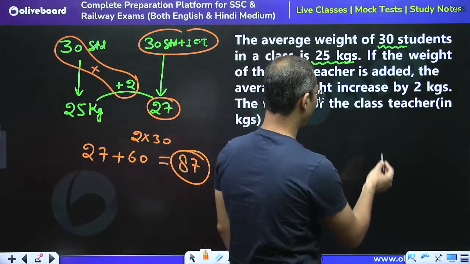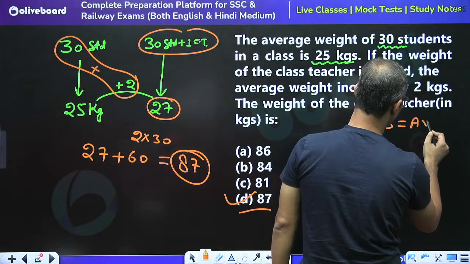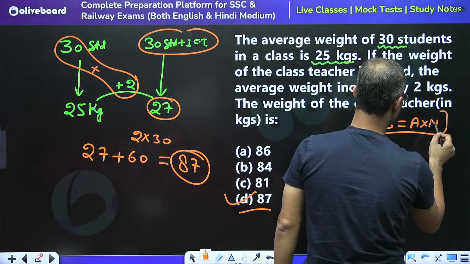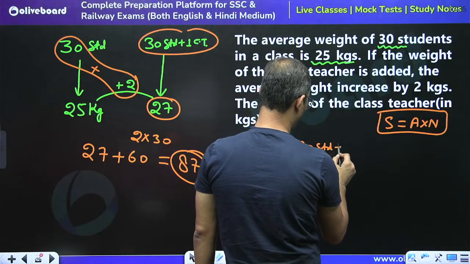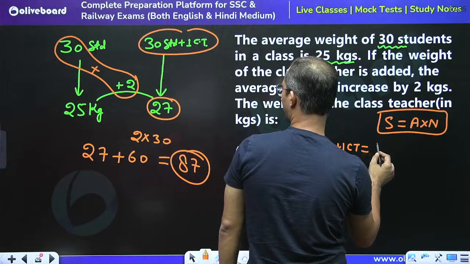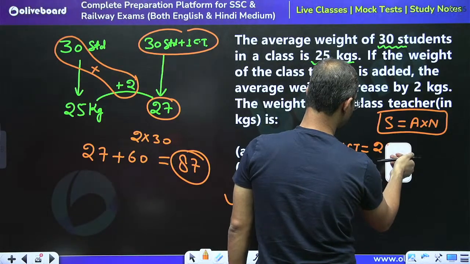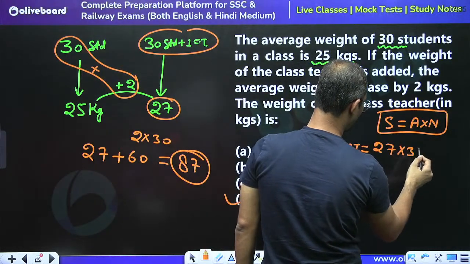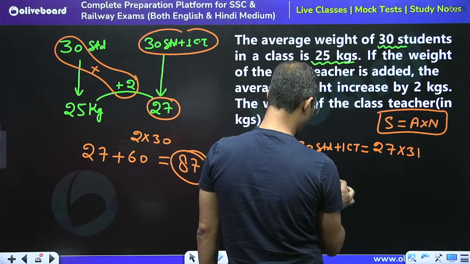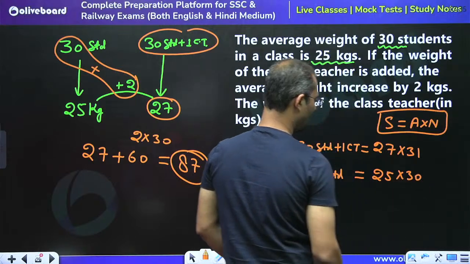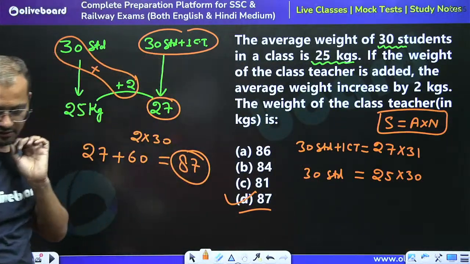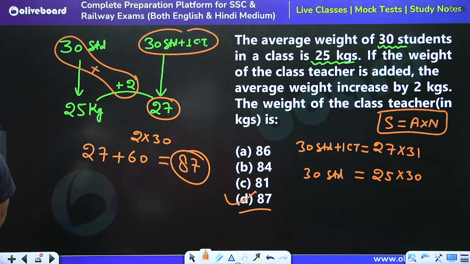Or you can use the sum is equal to average into number of observations, right? So the sum of 30 students plus class teacher is given by 27 into 31, and the sum of 30 students is given by 25 into 30, right? So by this you can also calculate the weight of class teacher. Yes, 87 is the right answer. Yes, you are right.